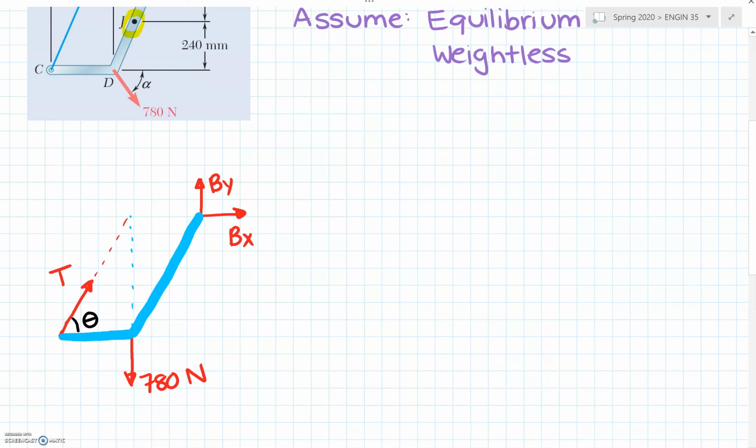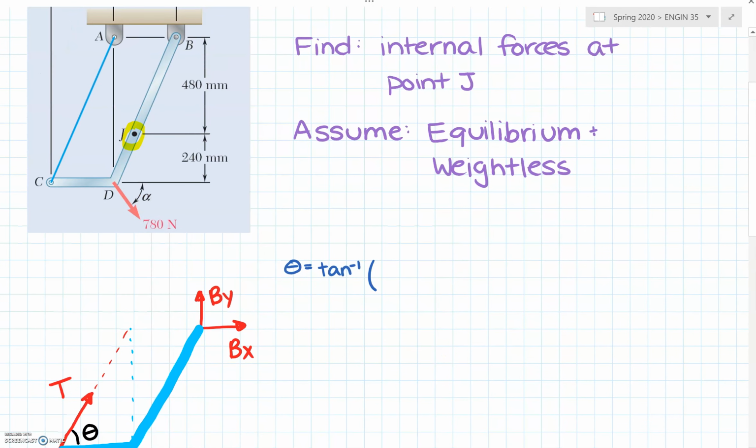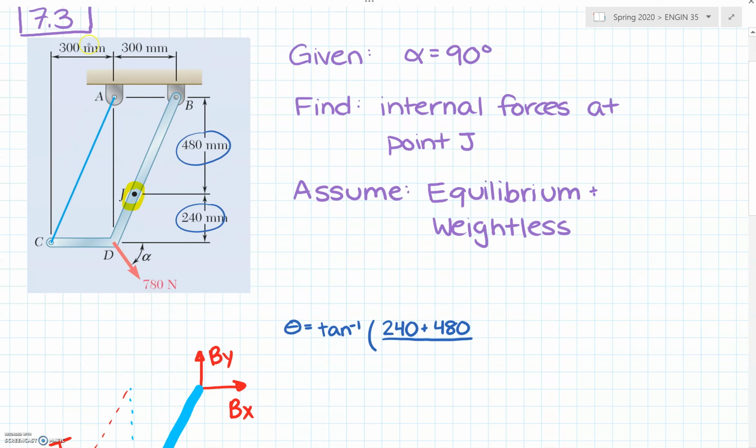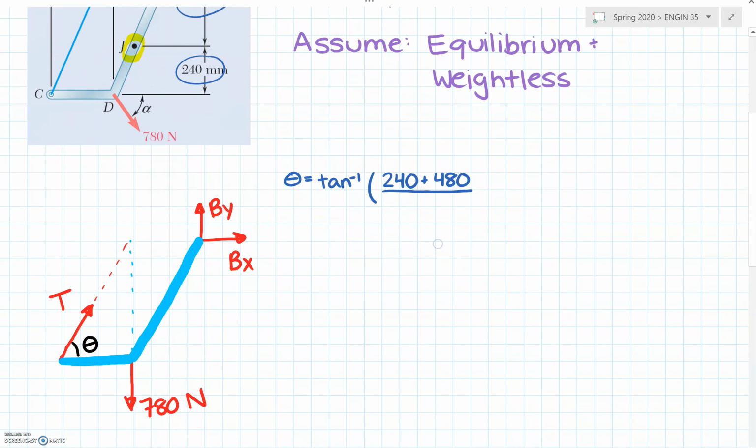First, I should write what theta is. Theta is equal to the tan inverse of, if we look back at our dimensions, 480 plus 240 as the opposite, divided by our adjacent, which is 300. If I do that calculation, I get that the angle theta is 67.3 degrees.